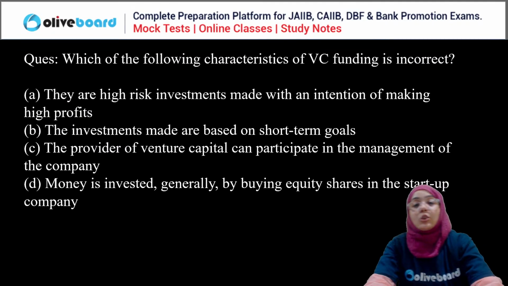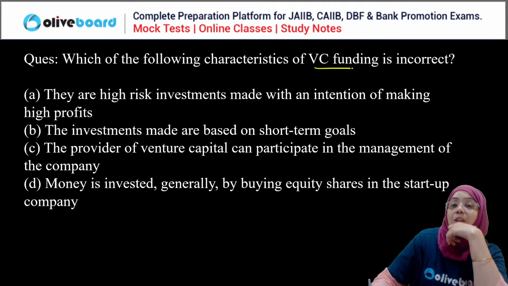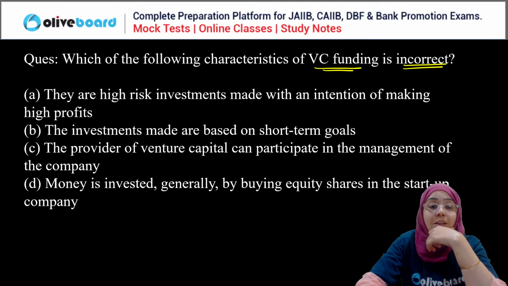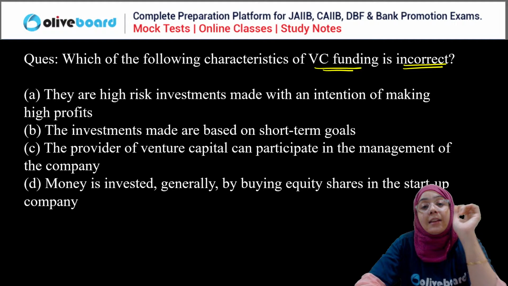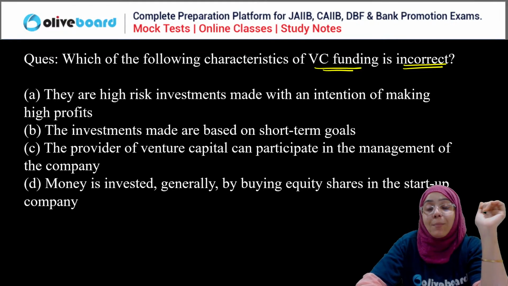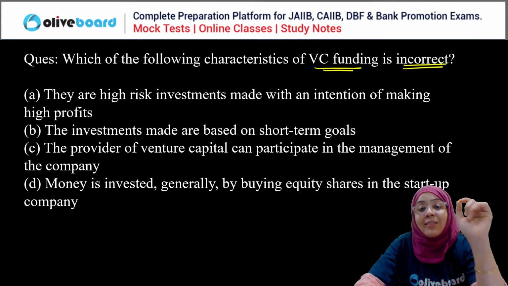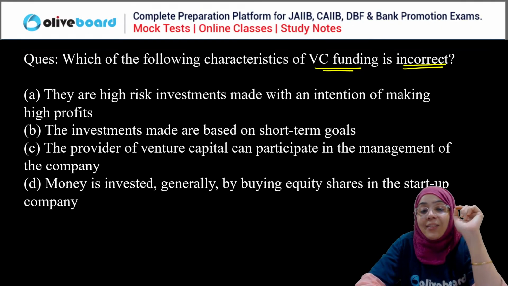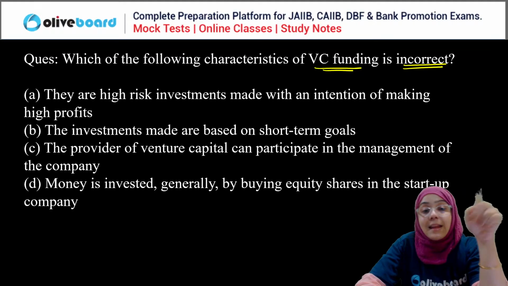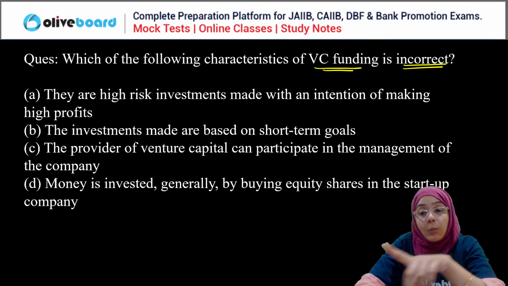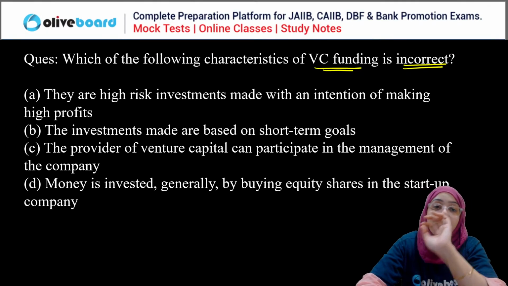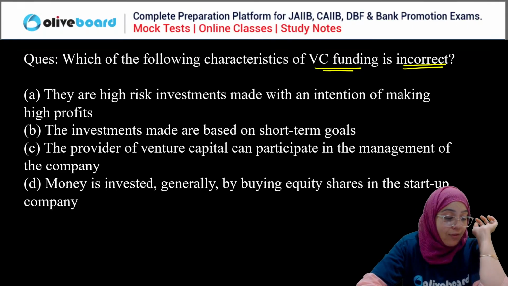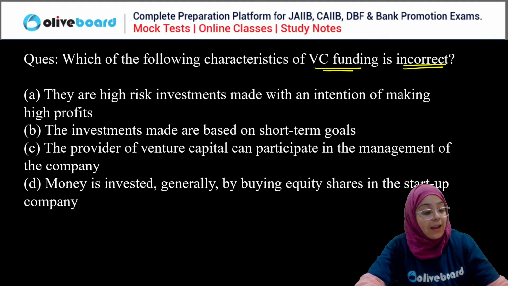Okay, next question. Which of the following characteristics regarding venture capital funding is incorrect? You have to choose the incorrect characteristic. A: They are high-risk investments made with an intention of making high profit. B: The investments made are based on short-term goals. C: The provider of the venture capital can participate in the management of the company. D: Money is invested generally by buying equity shares in startup companies. Which of these is incorrect?